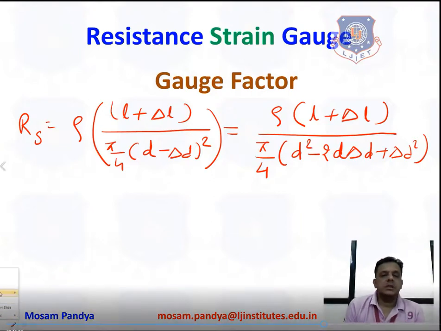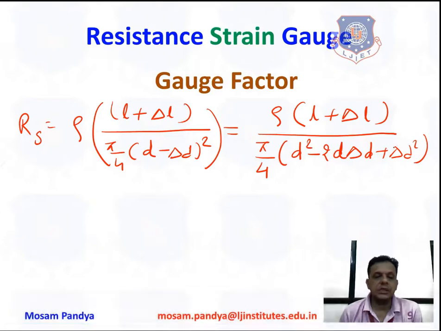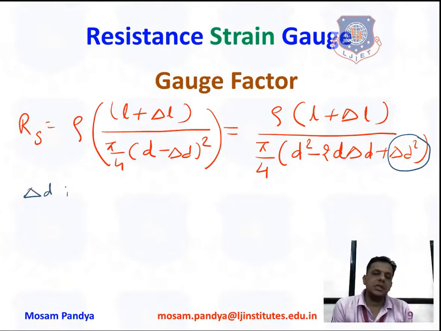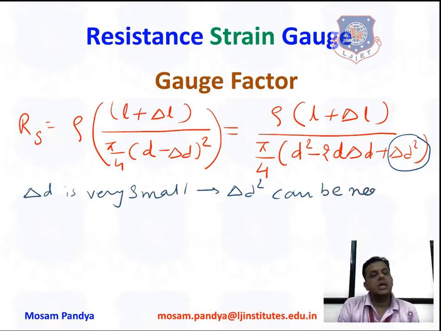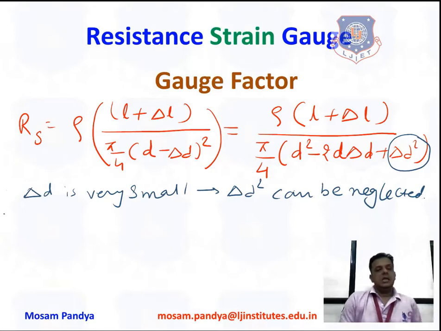Now here delta D is a very small quantity. In fact, let me tell you, the conductor that we are using will be having diameter in the micrometer range. Hence D itself is very small, so delta D will be very small, and hence the higher power of the delta D can be neglected. So delta D square we can neglect here from the equation. So by neglecting delta D square, we will be rewriting the equation once again.